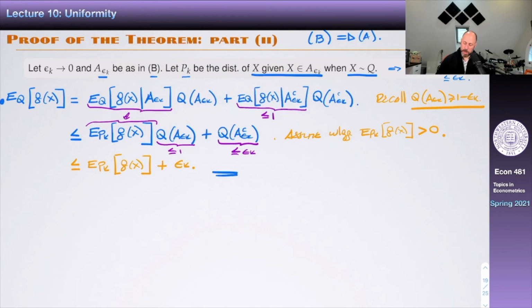So you put both together, and then you find the first step, the expected value under Q of g of x. Actually, let me write it easier so that you see later how it connects to the total variation distance. The integral of g dQ is less than or equal to the integral of g dPk plus epsilon k.